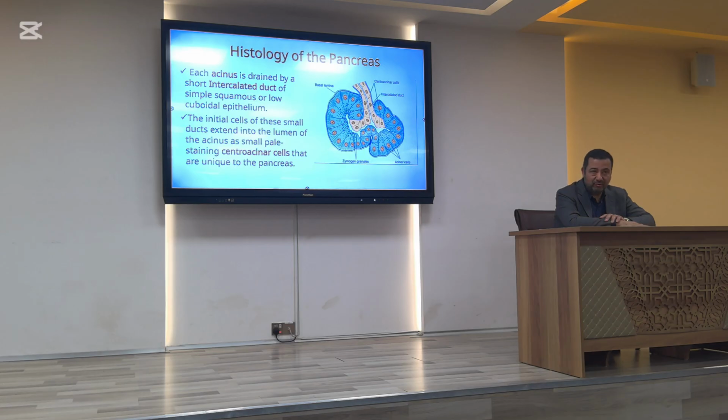I will ask this. I will ask, and you cannot answer me. I don't know why. Okay? There are two differences between serous acini of the parotid gland and serous acini of the pancreas. Lack of myoepithelial cells and centroacinar cells in the acini of the pancreas. Is it clear?